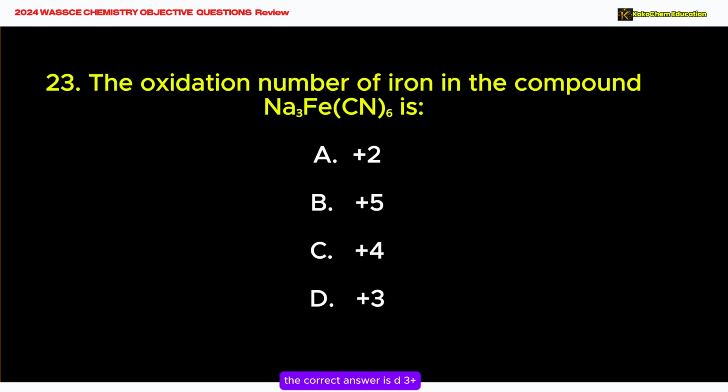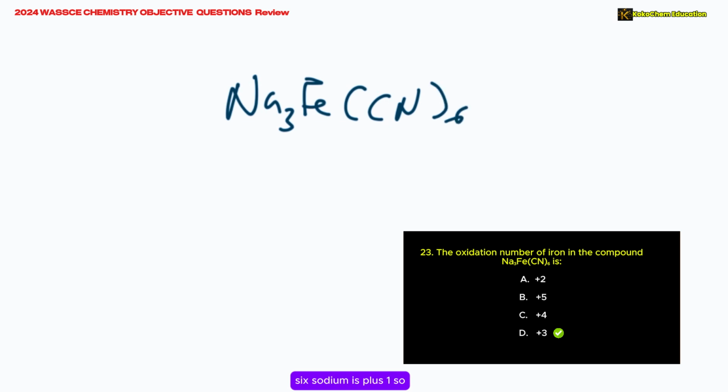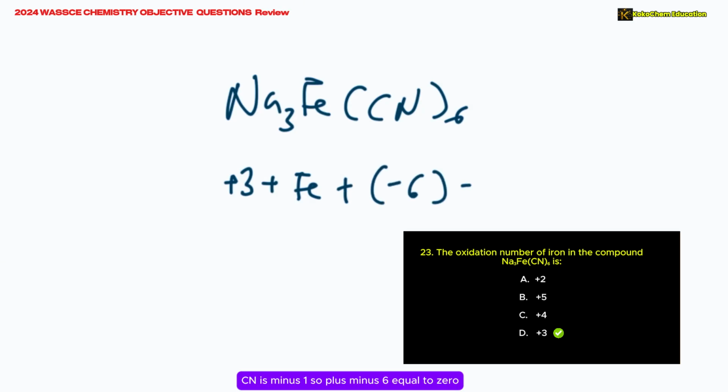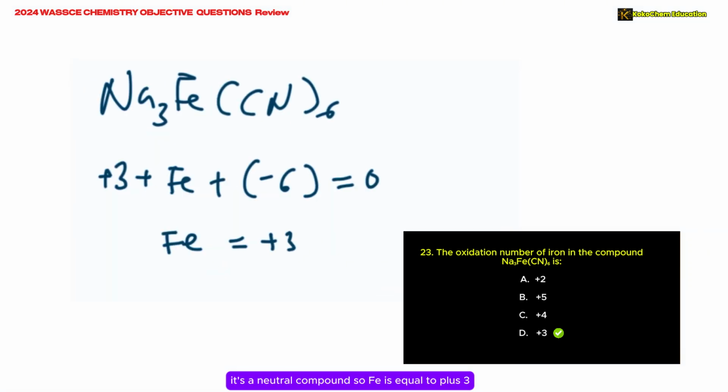The correct answer is D. 3+. For the compound Na3Fe(CN)6, sodium is +1, so we have 3 plus Fe. CN is -1, so plus -6 equals 0. It's a neutral compound. So Fe is equal to +3.